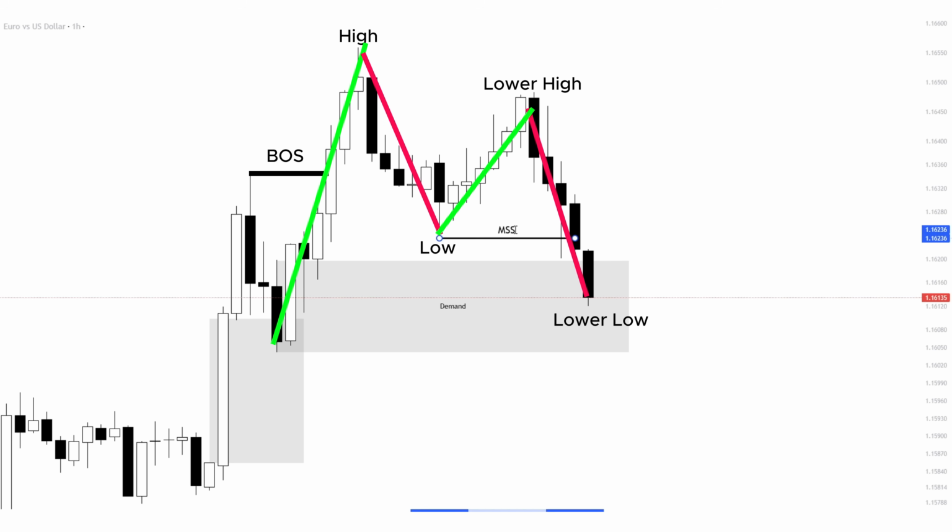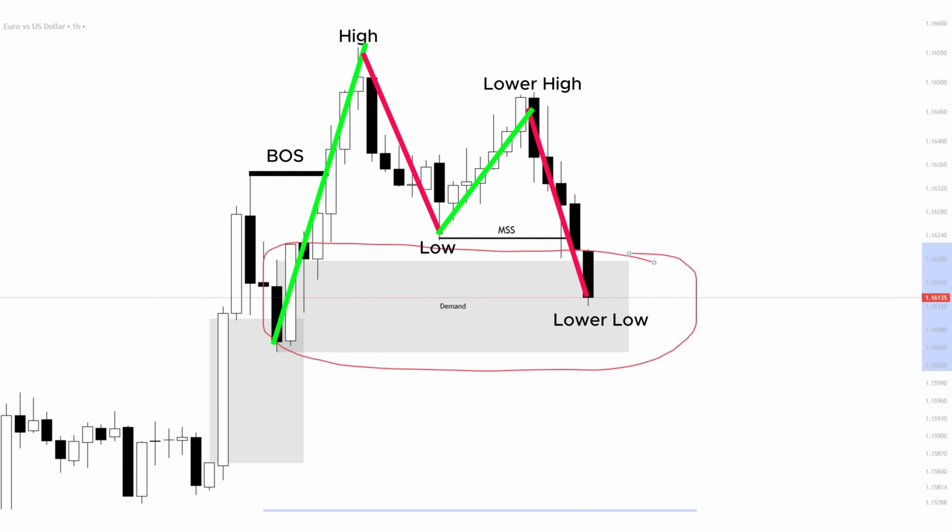Most would say that this is a market structure shift towards the bearish side, and now they're saying that the market should enter into a downtrend. But the problem is that they're ignoring this demand. This downtrend was there to fill the demand and not to actually reverse the entire market to the downside.